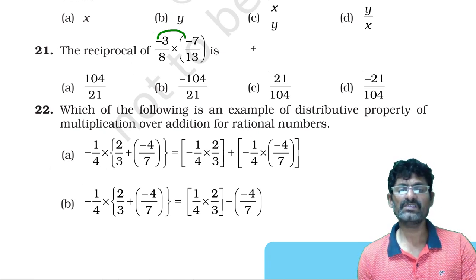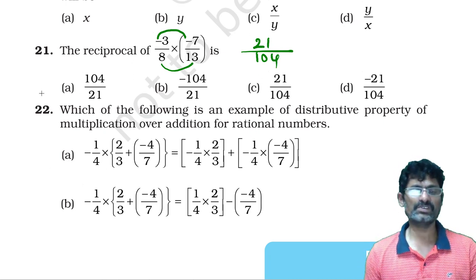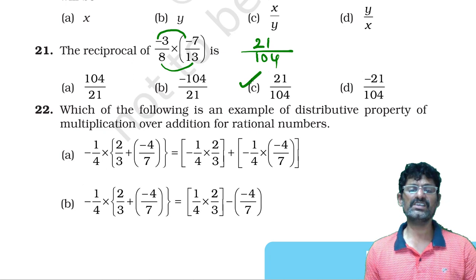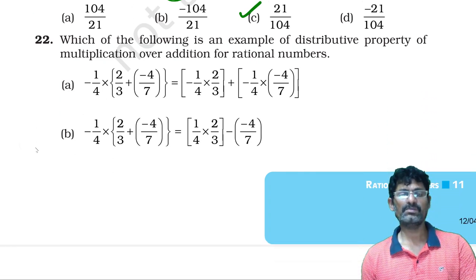Now 3 times 7, that is nothing but 21, divided by 8 times 13. 8 times 13 is how much? 104. So 21 by 104. That is the correct option. Where is that? Let us check. So C is the correct option. Now let us move on to next 22nd problem.